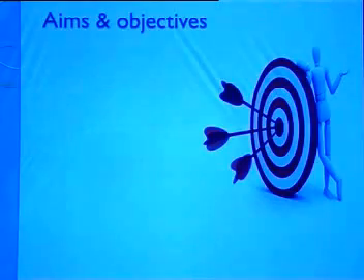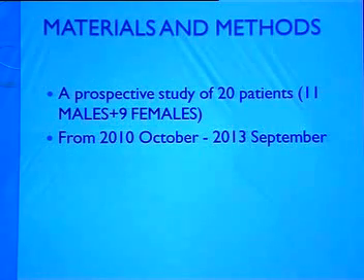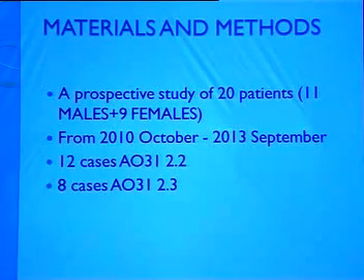So the aim and objectives of my study were to evaluate the functional and clinical outcomes of cemented bipolar hemiarthroplasty as a primary treatment for unstable intertrochanteric fractures in the elderly. It is a prospective study of 20 patients, with 11 males and 9 females. The study was conducted from October 2010 to September 2013, with 12 cases of type 2.2 and 8 cases of type 2.3.